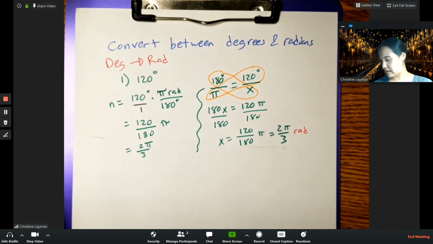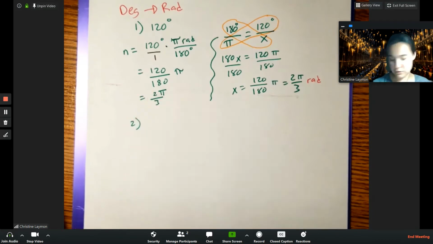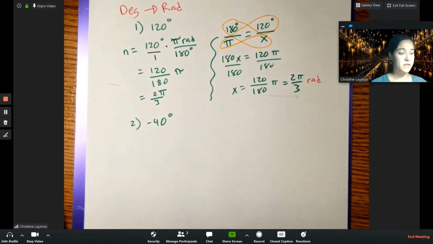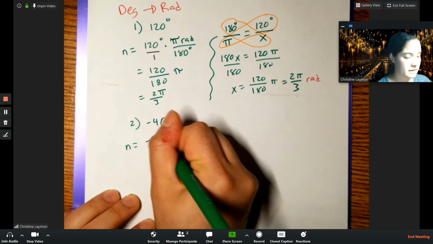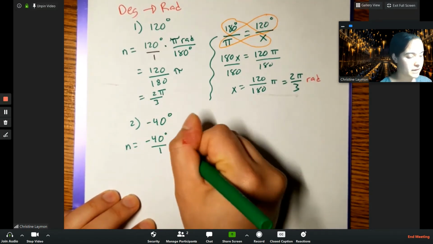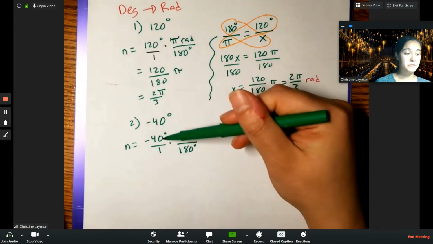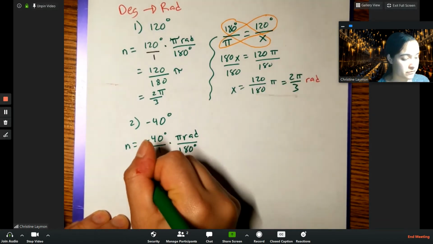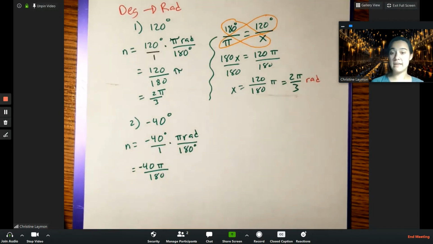Let's take a look at another one. So let me slide this up here. So looking at number 2 here, let's go ahead and do negative 40 degrees. And again, I'm going to show it both ways. Let's have n equal negative 40 degrees over 1 times pi radians over 180 degrees. Degrees will cancel. My answer will be left in radians. So I have negative 40 pi over 180.